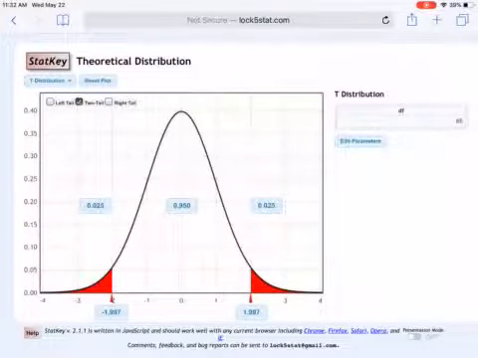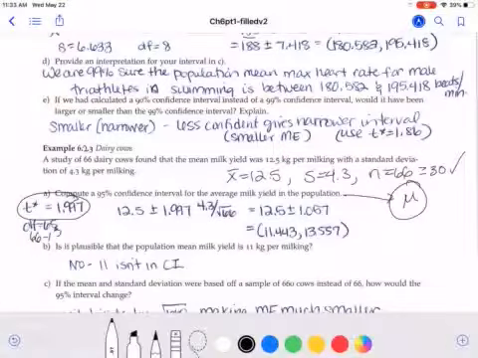Notice with this larger degrees of freedom that the 1.997 is fairly close to the 1.96 that we used when we used the normal distribution. As the degrees of freedom increases, the t looks more like a normal distribution. So the 1.997 comes from that.